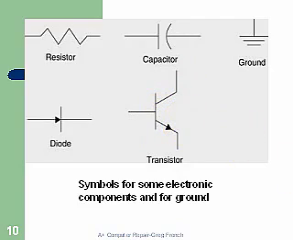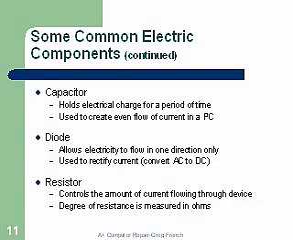Some common electrical components. A capacitor holds an electric charge for a period of time, used to create even flow of current in a PC. So we can dampen changes out by using the capacitor, because it'll actually store voltage, and then that voltage will be added to or taken away from any changes in the line. A diode allows electricity to flow in one direction only, used to rectify AC to DC. Now a resistor controls the amount of current flow, so we can reduce the amount of current flow by adding a resistor. We can change that by increasing the resistor or decreasing it.